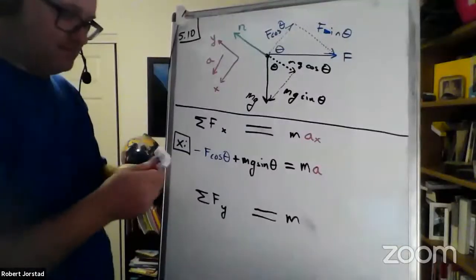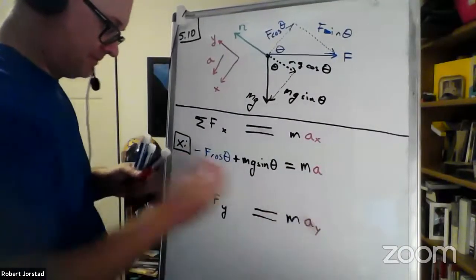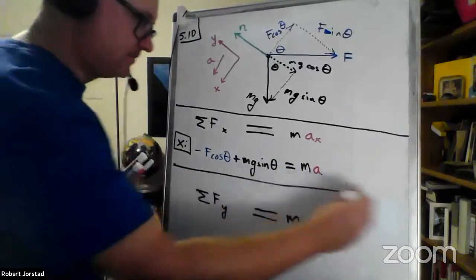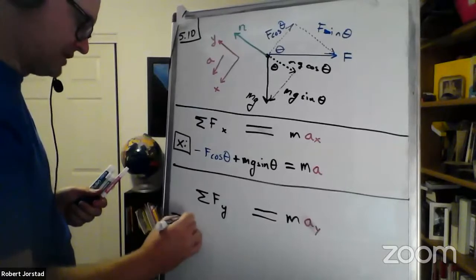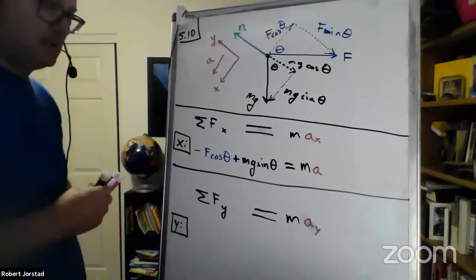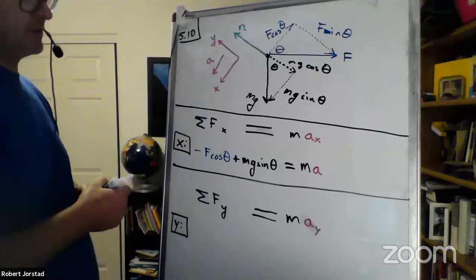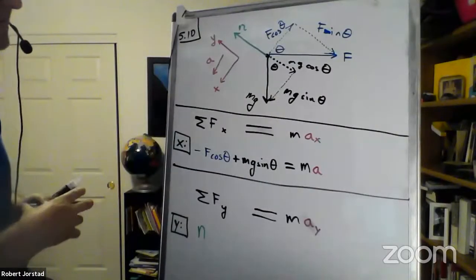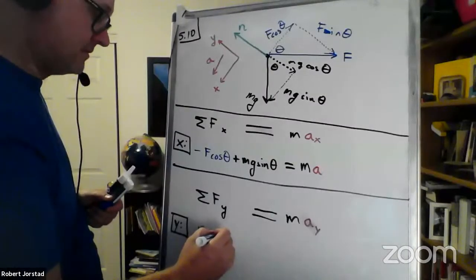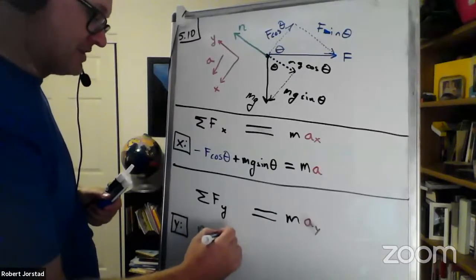So let's do this now. Let's do the other one. Sum of forces in the y direction, what's our equation? Somebody give me one force in the y direction. N. Positive or negative according to this coordinate? Positive. All right, N is positive, I agree. Next, somebody else, something else. F sine theta. Positive or negative according to this? Negative. Exactly. So you're kind of pushing it down into the surface.